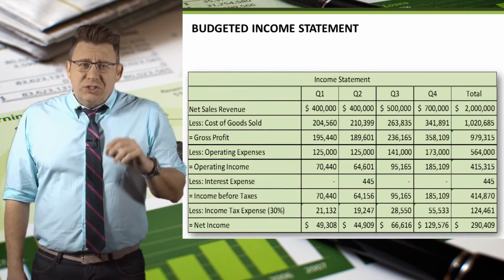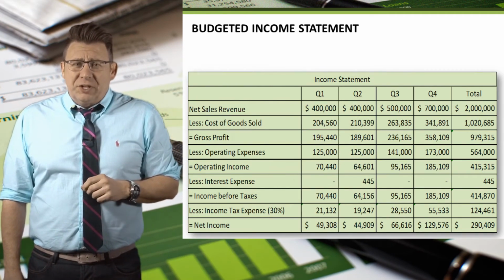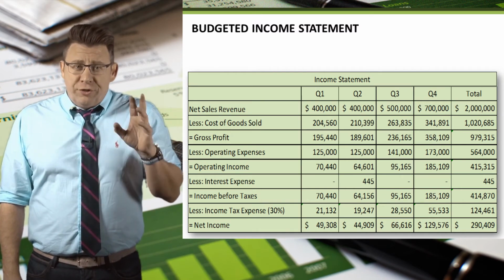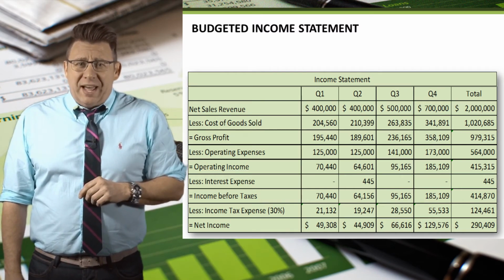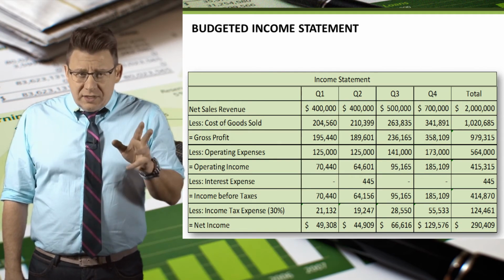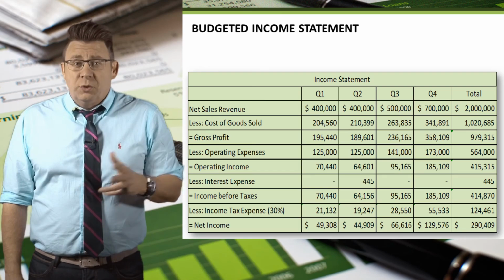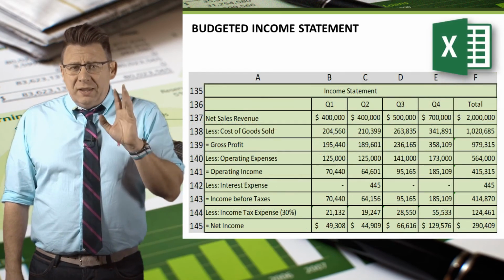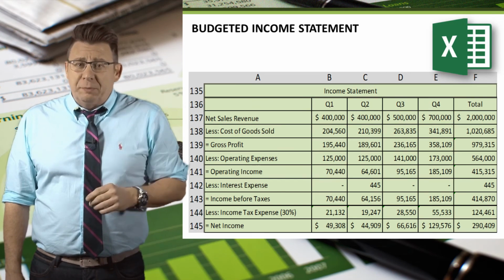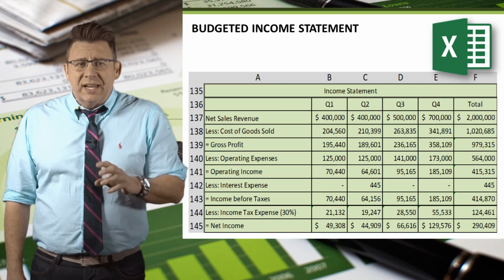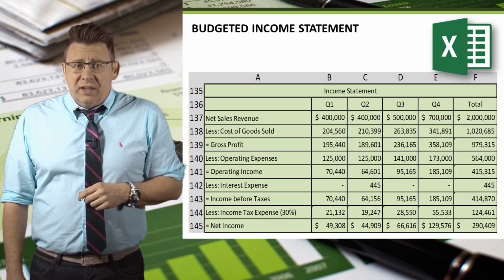Income tax expense is usually just a percentage of income before taxes. In this example, I've assumed 30%. So 30% of income before taxes is reported as income tax expense and then deducted from income before taxes to arrive at budgeted net income. As I've repeatedly mentioned, this budget is best built by linking cells in the budgeted income statement to the related cells in the budgets from where the data is retrieved.